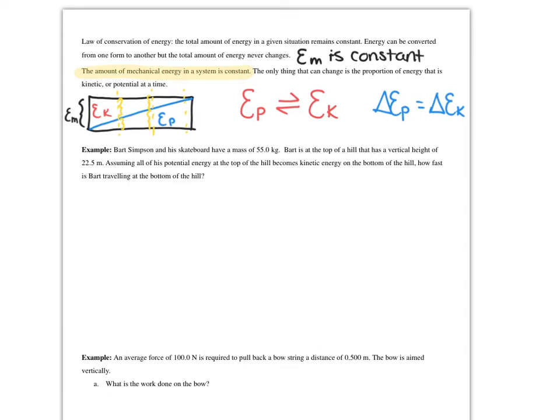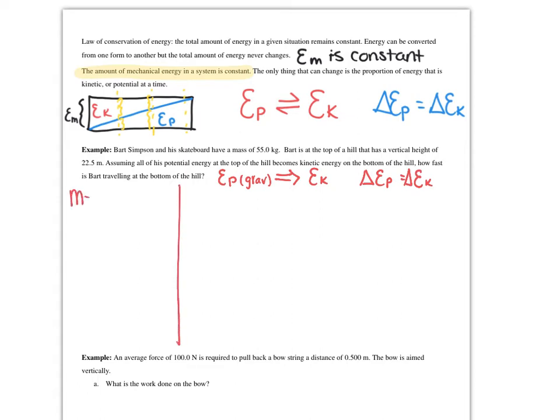So again, Bart had potential energy, specifically gravitational. And that was converted into kinetic energy. So the loss of his potential energy was equal to the gain of his kinetic energy in this case. All right, let's list the information we have.